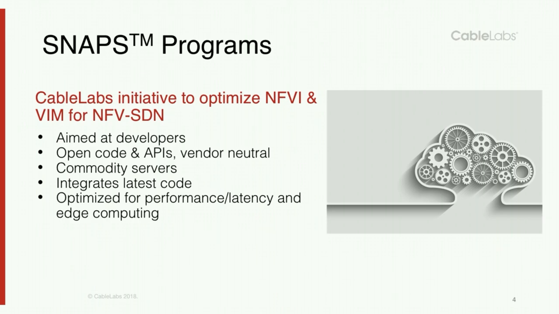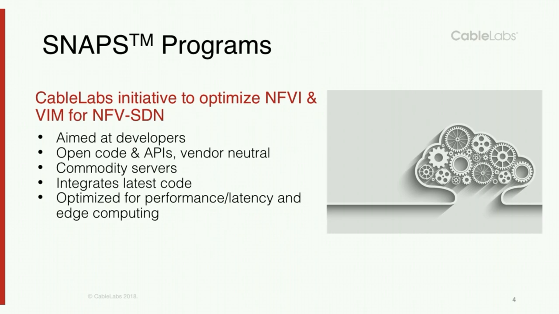It's open source. The code is open, the APIs are open, and it's completely vendor neutral. It runs on commodity servers, sort of an obvious point for NFV. It integrates the latest code, so it's constantly moving along with upstream projects in concert. And it's optimized on performance and latency for both core NFV SDN applications and edge computing. So that's really the introduction to the SNAPS program.